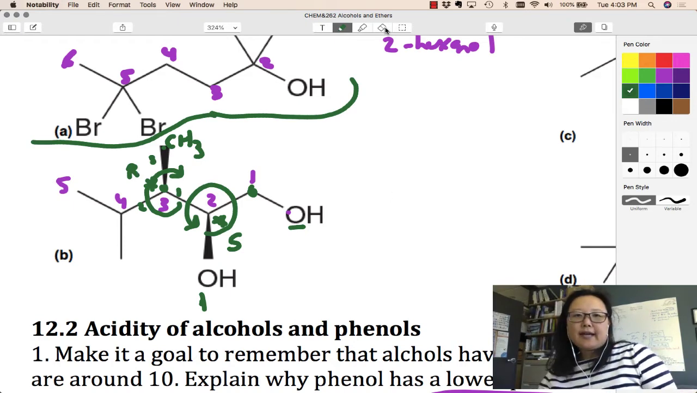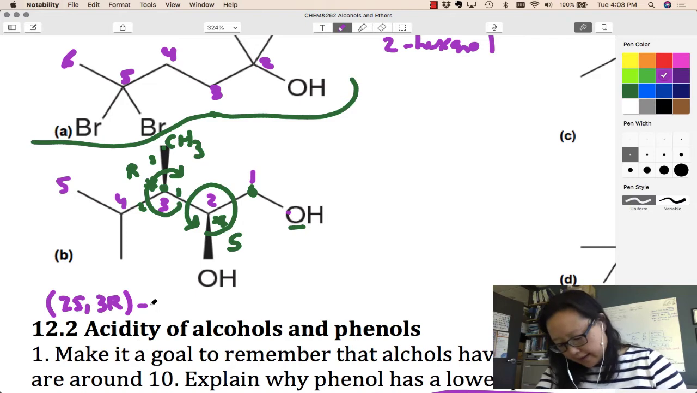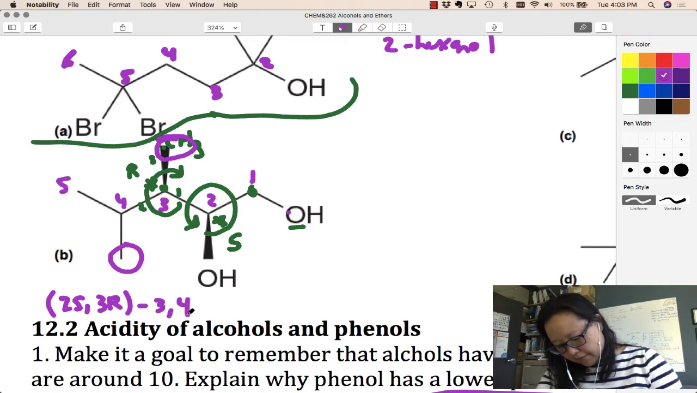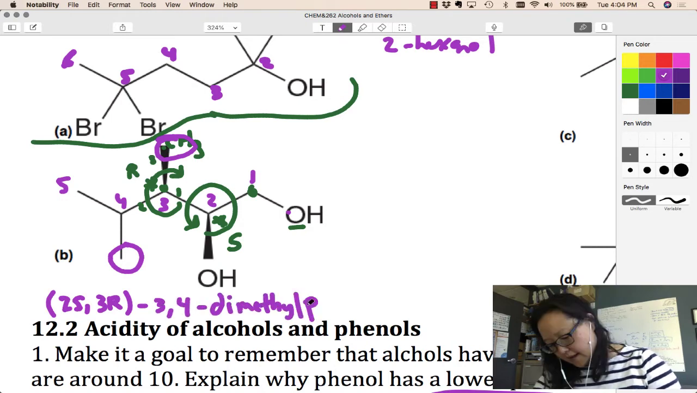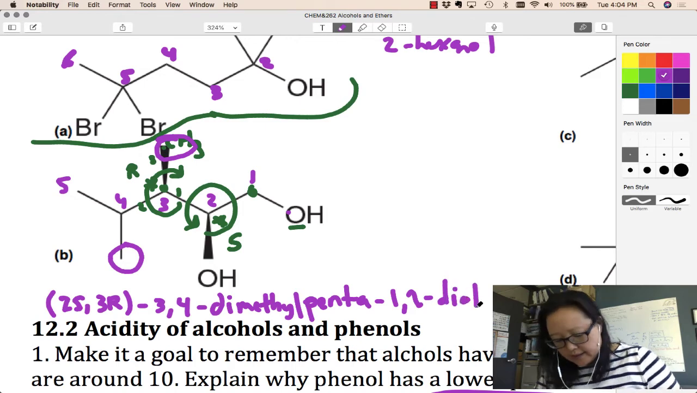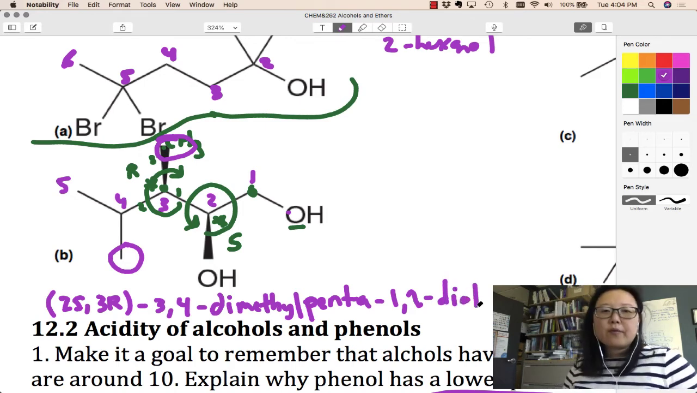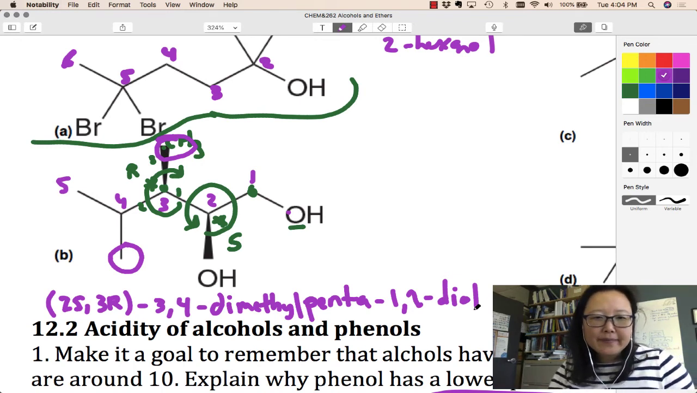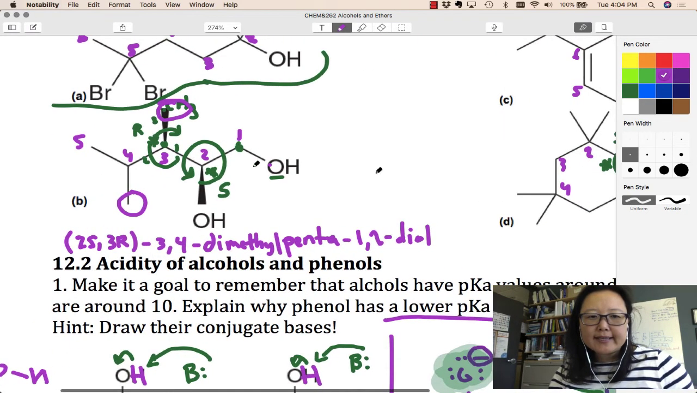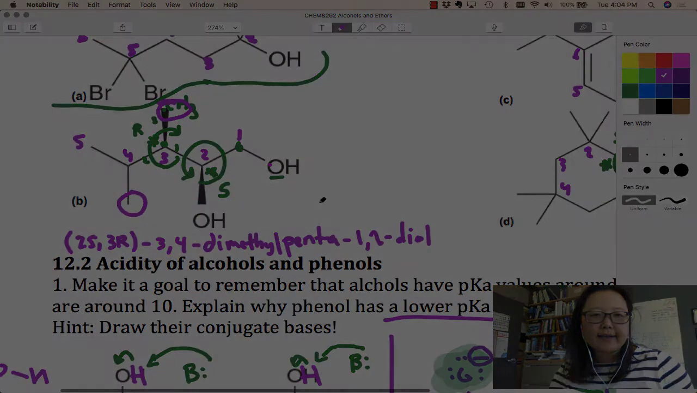So let's put that in first. Now I've got methyl groups here and here. So I want to say 3,4-dimethyl. And then I'm going to add my penta-1,2-diol, because I need to say where these diols occur. Carbons 1 and 2. Penta-1,2-diol or 1,2-pentanediol is fine. And the problem on this one is actually the OH group wasn't in the original problem. I just added it there.